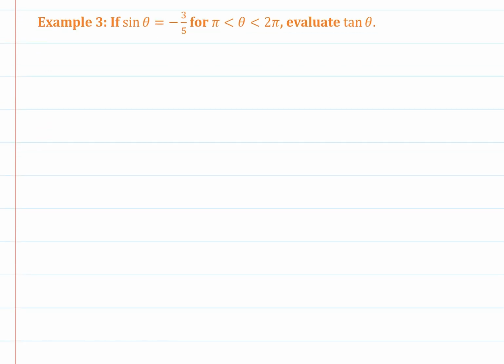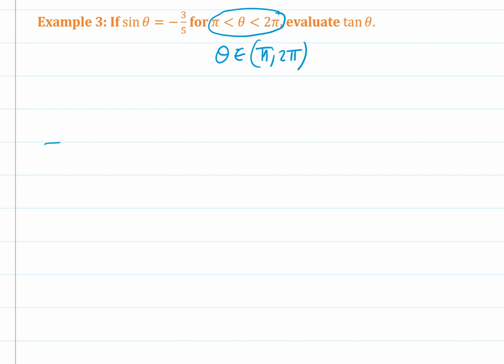If the sine of theta is negative 3/5, for theta in the interval between pi and 2 pi, evaluate the tangent of theta. Now, there are a couple things that are different about this example from example 2. One thing that's different is we're just telling you which angles you're looking at in a different way. This would be exactly the same thing as saying theta is an element of the interval between pi and 2 pi, this time not including them, since you don't see less than or equal to signs.